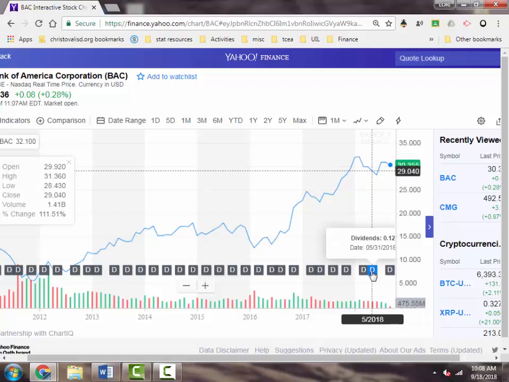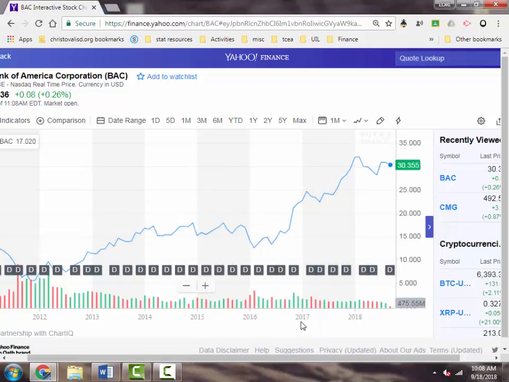Like here, I'm going to show you the 5/31. On 5/31, it had a 12-cent dividend. That means if you own the stock at that point, they give you 12 cents for every share you owned. So if you own 10 shares, that gave you $1.20. 100 shares is $12. 1,000 shares would be $120. So the more shares you have, the more you're getting per dividend per share.